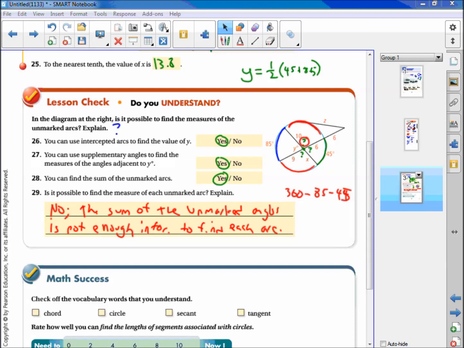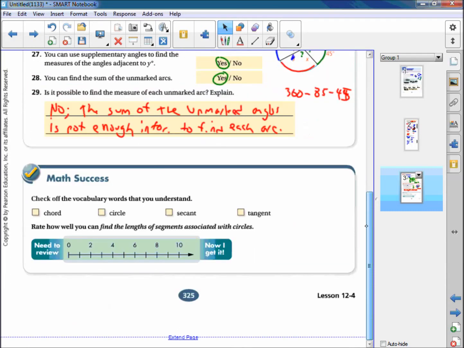All right, so that concludes our lesson today. Oh, and by the way, all these sides in here and this angle outside here doesn't help us in any way either. All right, so check off the vocabulary words that you understand.